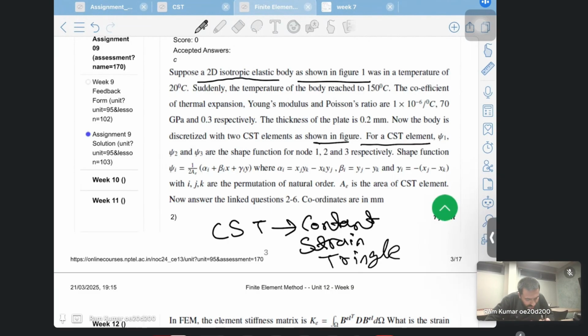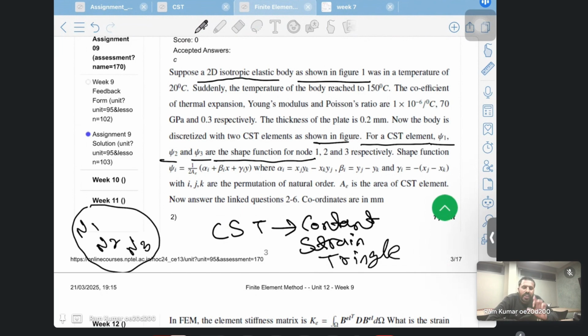For a CST element, psi1, psi2, psi3 are the shape functions. We are calling them n1, n2, n3 here. These are different terminology, so no need to worry about it. Because we have 3 nodes for one element, there will be 3 shape functions. So these are the shape functions. And they gave that this n1 or psi1 will be this much, in general form.